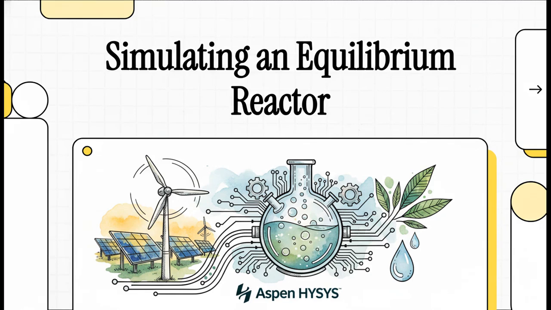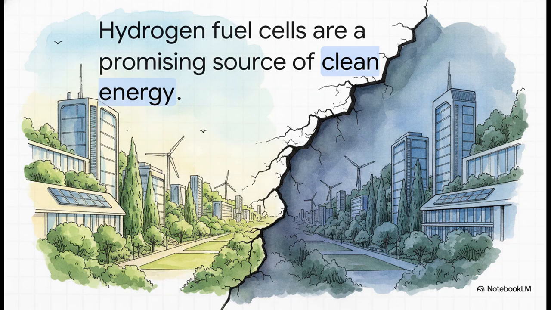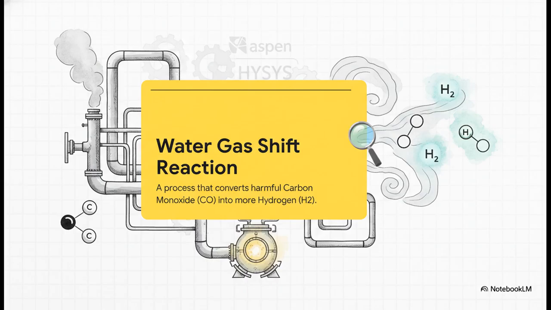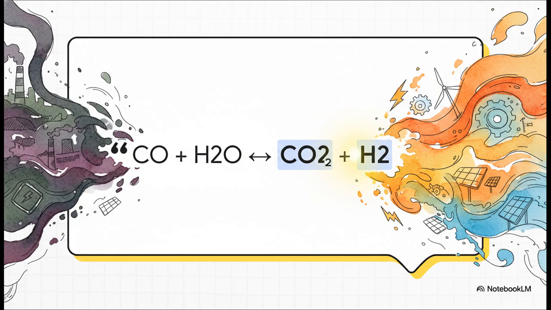All right, let's jump into this powerful engineering tool and see its role in clean energy. Hydrogen fuel cells? They're a super promising path for clean energy, but there's a big catch. It's crazy, but even tiny bits of carbon monoxide can totally poison the whole system. Luckily, there's a classic chemical process that comes to the rescue, the water-gas shift reaction. It basically turns that nasty poison into more fuel.